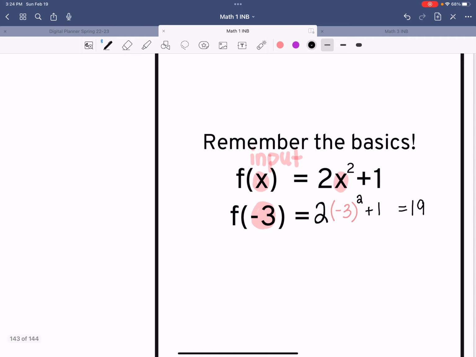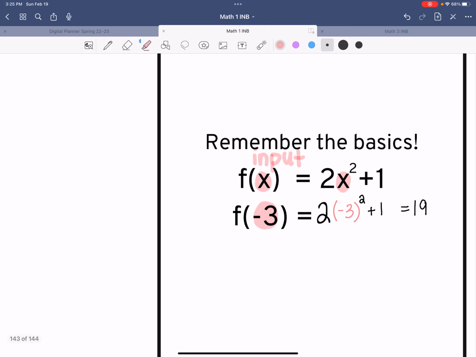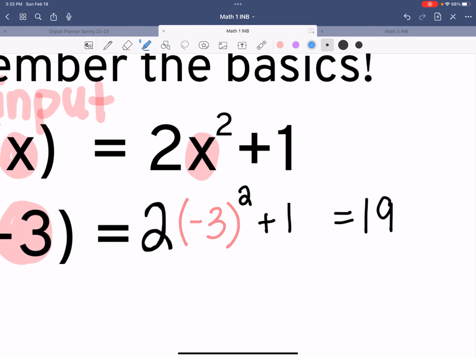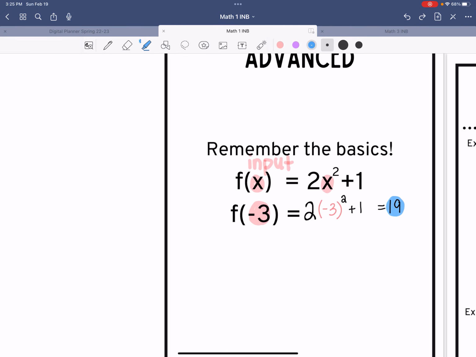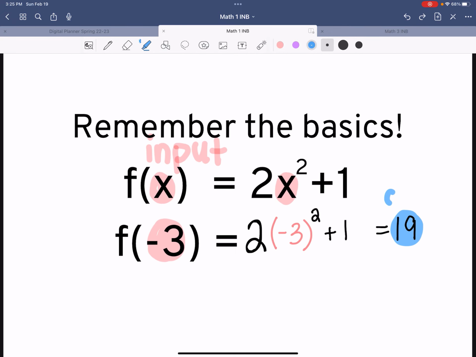So at this point, I have an output value of 19. So remember, what you input is going to affect what your output is. So output. All right, so at the end, we have f of -3 is equal to 19.